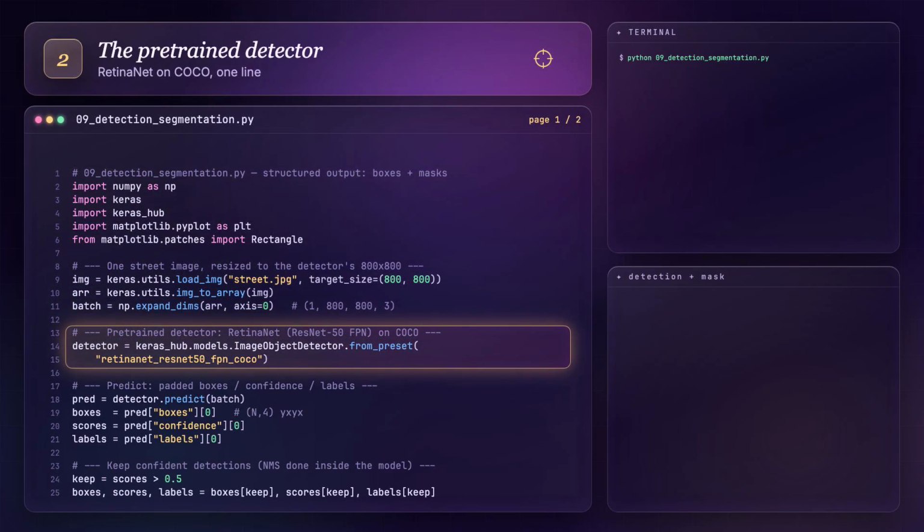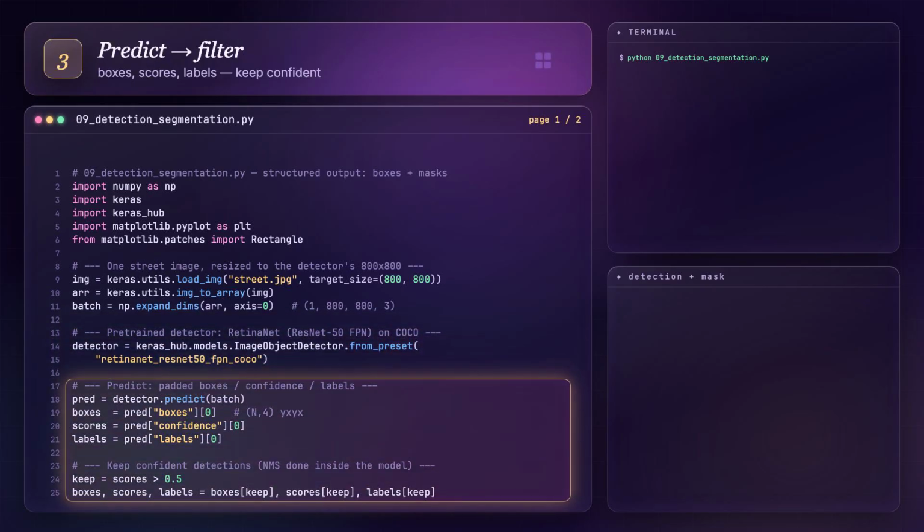Now the model, Keras hub models image object detector from preset with the RetinaNet ResNet 50 FPN preset, pulls down weights pre-trained on COCO, 80 everyday classes, person, car, dog, traffic light all in there. One line, and we have a detector that's already seen millions of objects.